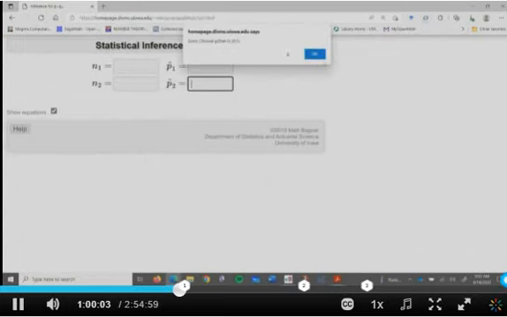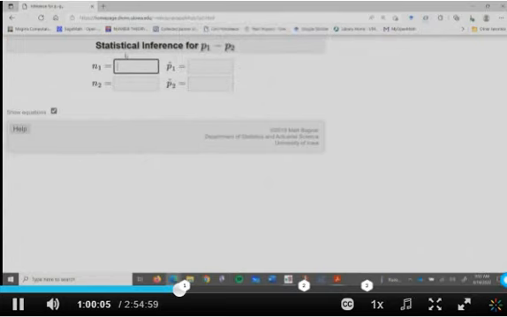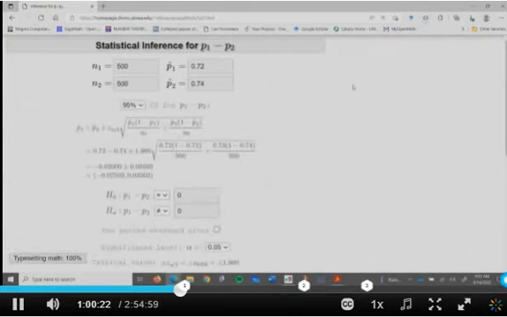Okay, so I had 500 in each group, and in the American-made group I think it was 72%, and in the Japanese-made group it was 74%. So we want to test, are the differences here 0?